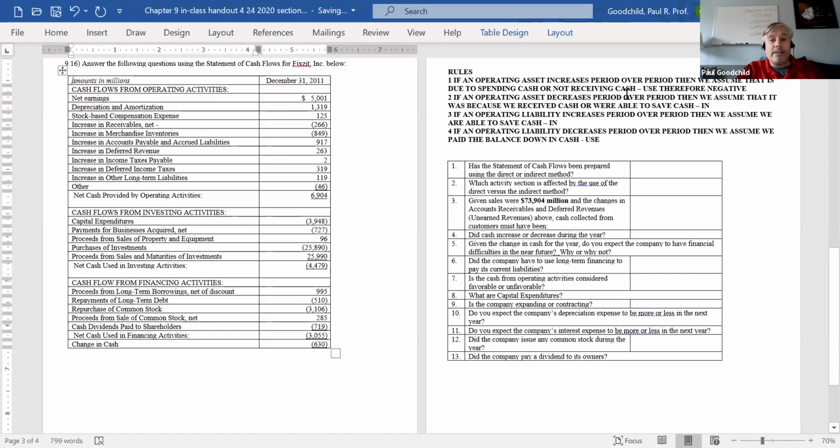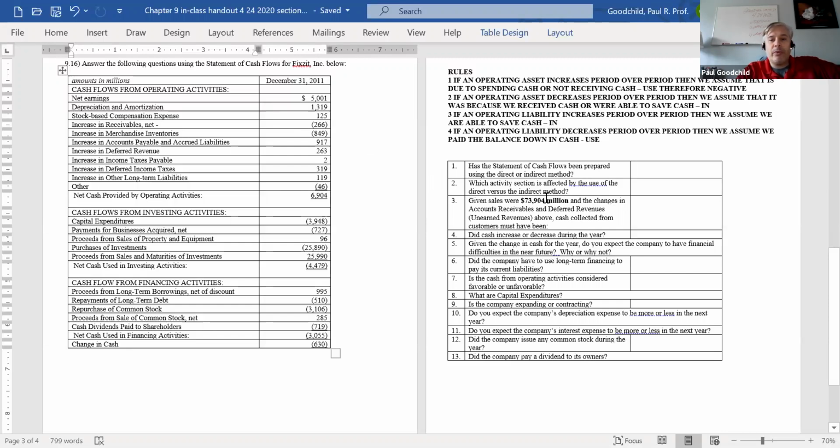If an operating asset decreases period over period, then we assume it was because we received cash or were able to save cash. And so this is an in. It increases the expectation or the getting of cash for that particular accounting cycle. So what does that mean? Let's jump to number 3, and then we'll come back to number 1 and 2 in a second.